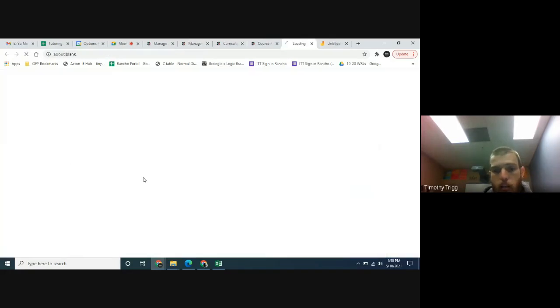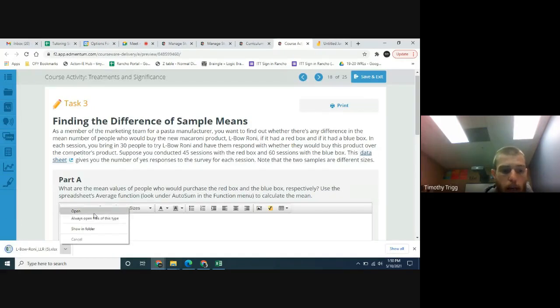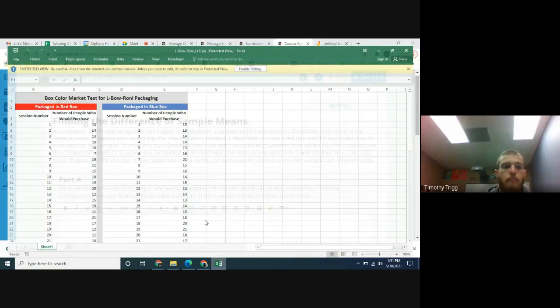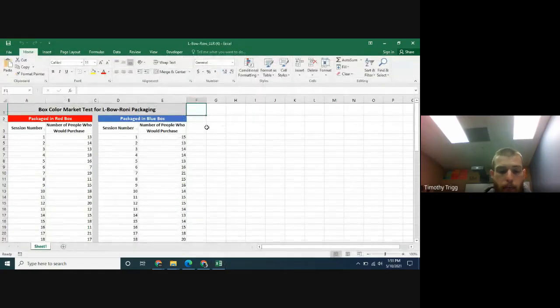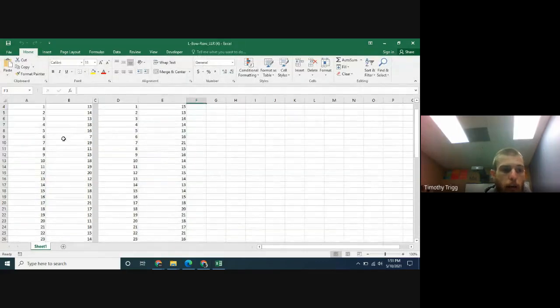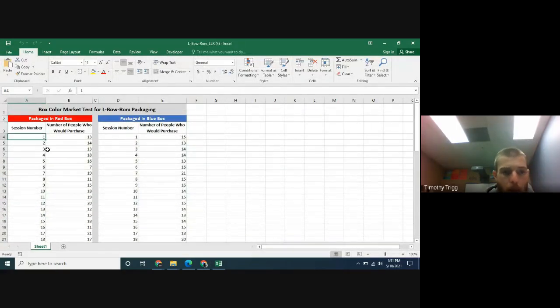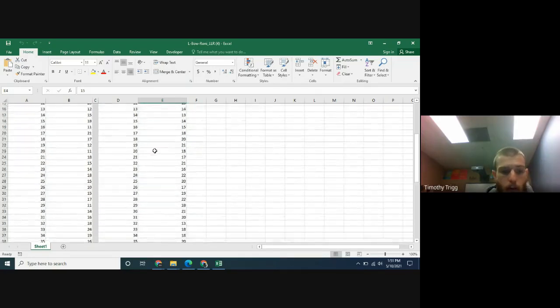Okay, so go ahead and click on this data sheet, and it should download an Excel spreadsheet like this. Make sure you go to the top here and click Enable Editing, because we're going to need to edit some stuff. And you can look down here. So it shows you the session number with the red box and the number of people who would buy it. So in session 1 for the red box, 13 of the 30 individuals said they would buy it. And then with the blue box in the first session, 15 people said they would buy the blue box. Okay, and then you could see these numbers as you continue down.